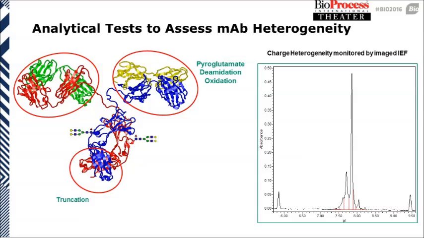And so we need multiple tests to assess the mAb heterogeneity. We've got a picture of the mAb here with various different motifs and modifications on there. On the termini, we have pyroglutamate formation, we have deamidation, we have oxidation, we have truncation. So we need an assay to look at those. And so we use something like charge heterogeneity by imaging IEF, where you start separating out these species that have changed based on charge.